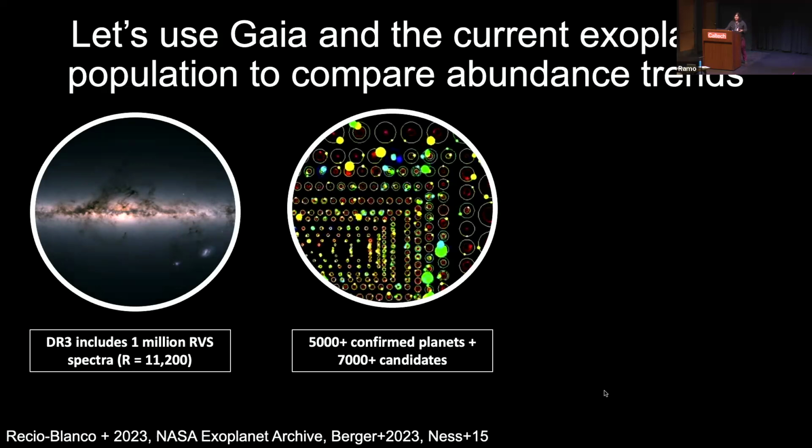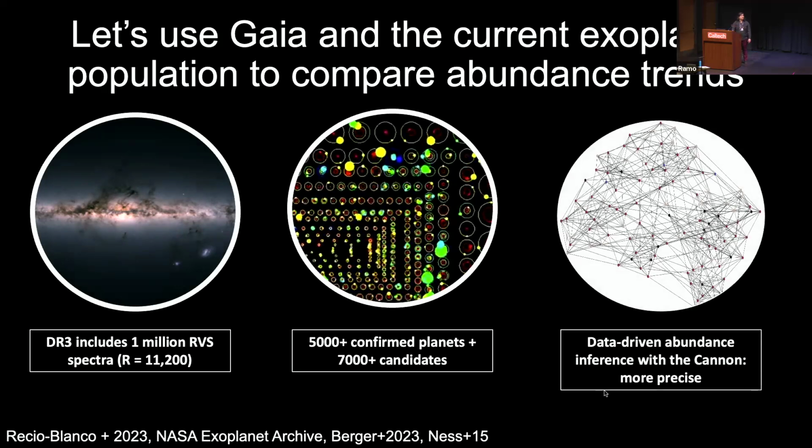And so we use data-driven learning using the Canon, which has also made quite a heavy appearance this week, and infer abundances from those spectra to really push the precision on the abundances we can get and continue building out these trends and seeing if the sun continues to look like this chemical outlier, even compared to 17,000 sun-like stars.